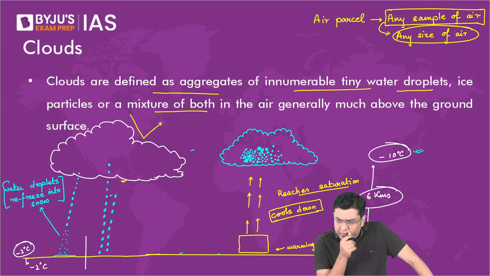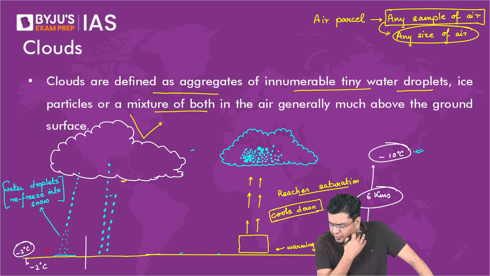Sometimes snow also falls from the cloud. So ice particles fall from the cloud, they melt, and if the temperature on the ground surface is below freezing point, that is when they will refreeze. And that is what we refer to as snowfall. Is that understood?